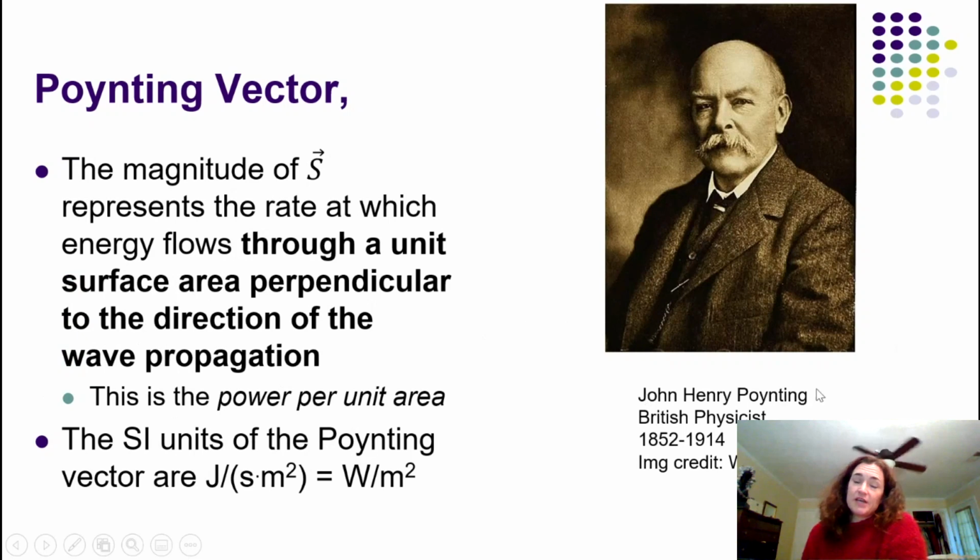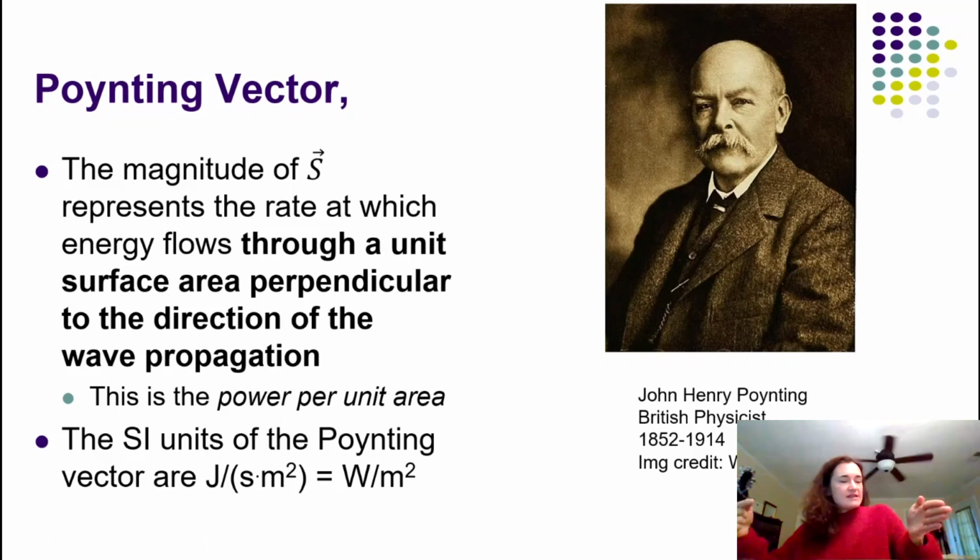Here is John Henry Poynting, who discovered and named and derived the Poynting vector. Okay? There you go. So the magnitude of the Poynting vector represents the rate at which energy flows through a unit surface area perpendicular to the direction of propagation. So, for example, as we'll do an example later in this lecture, if you have a laser beam traveling in this direction, then the Poynting vector defines the rate of energy through the area perpendicular to that laser beam flow. Okay? Now, it's a power per unit area. That's what the Poynting vector does.